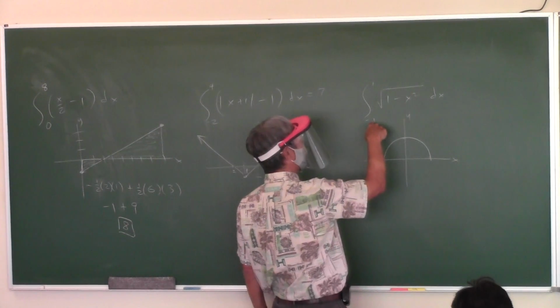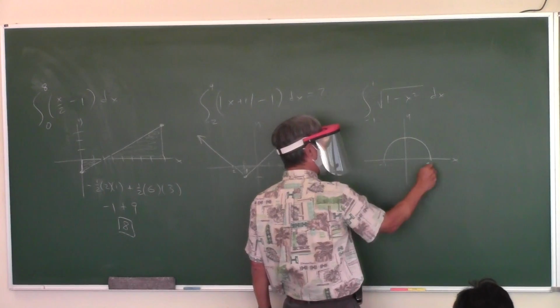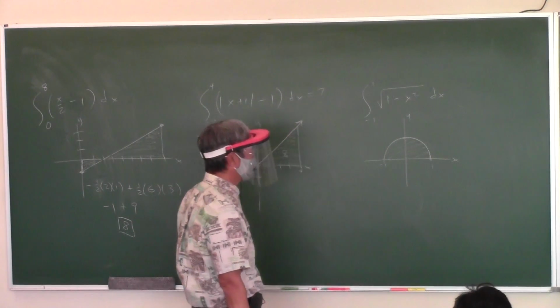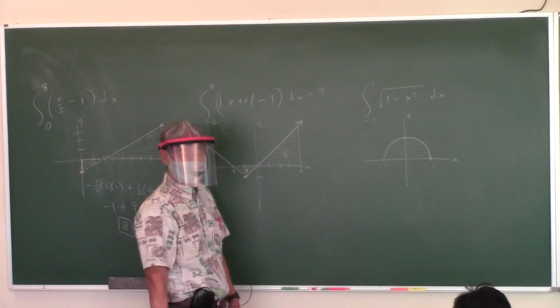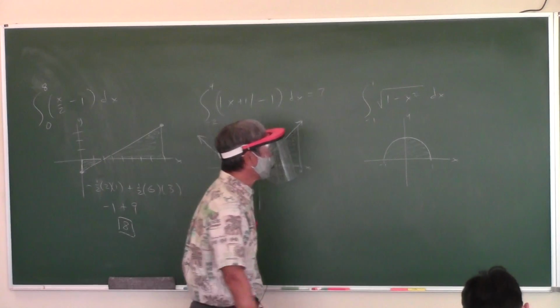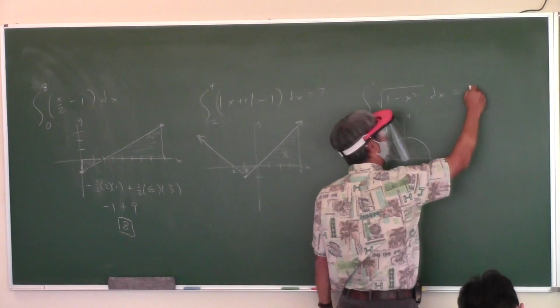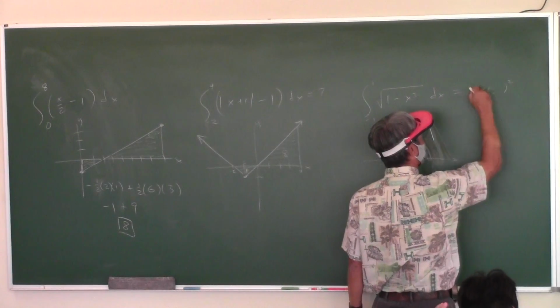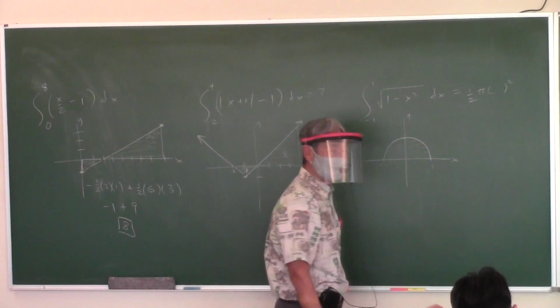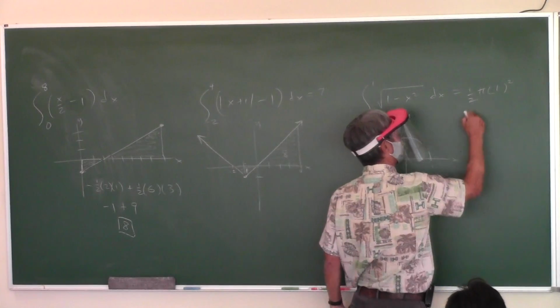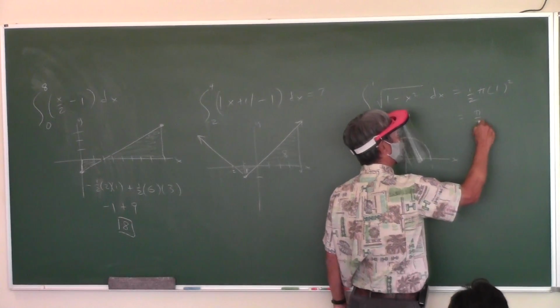So we want the integral from -1 to 1. So it's going to be the area between the graph and the x-axis, like that. Can I figure out that area? Yes, it's half a circle, right? So what is the area of a full circle? Pi r squared, right? And this is just half of it. There. And what's the radius? 1. So final answer? Pi over 2.